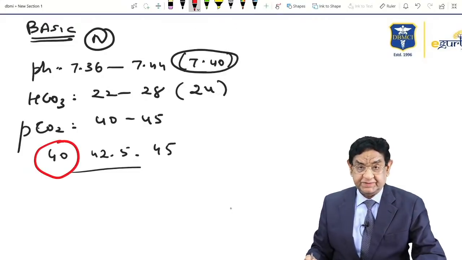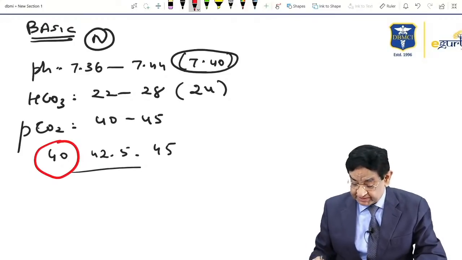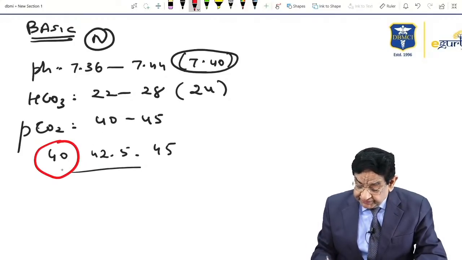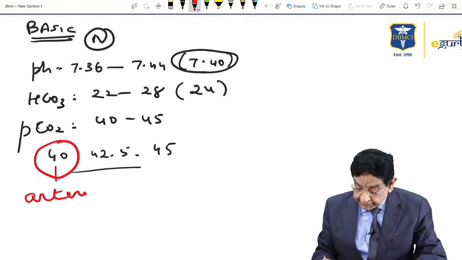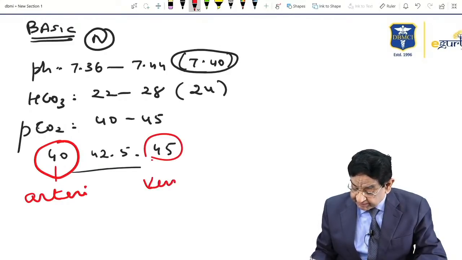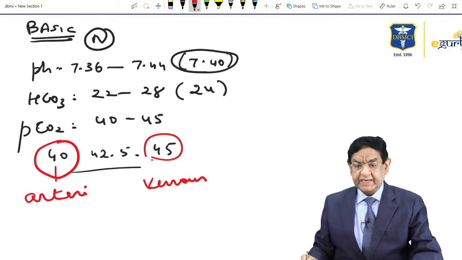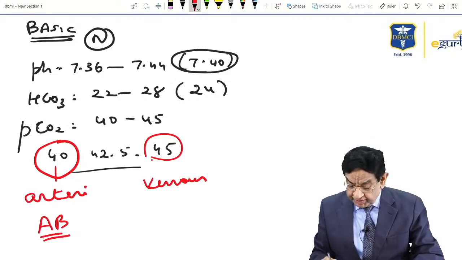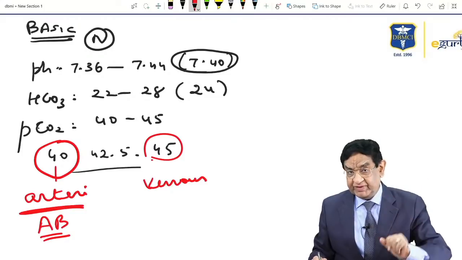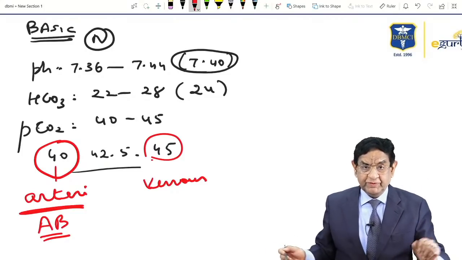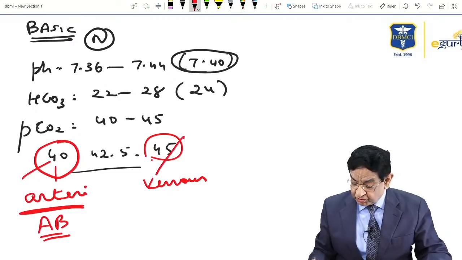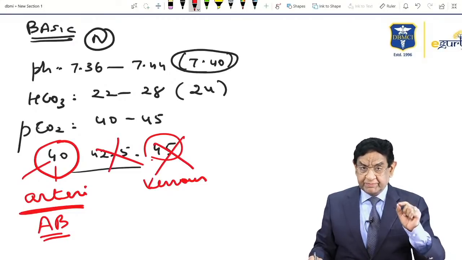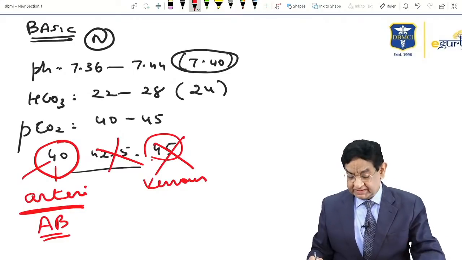Why is this the answer? Why not others? Again, basic concept. This 40 we see in arterial blood, and 45 we see in the venous blood. So whenever we do the acid-base analysis, we always take an arterial sample. We never take a venous sample. So when we are taking arterial, there will be 40. So there is no point in the others. Don't commit this mistake. We always take an arterial sample.